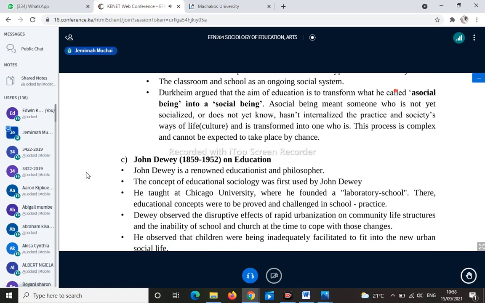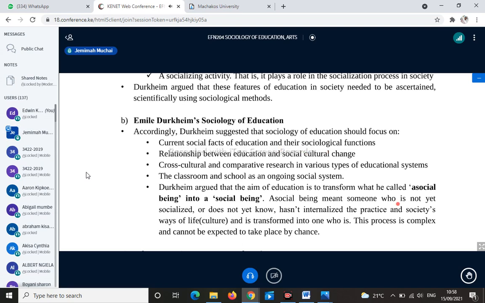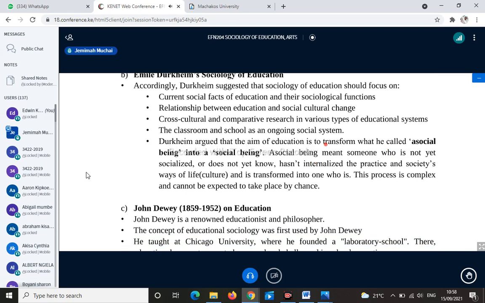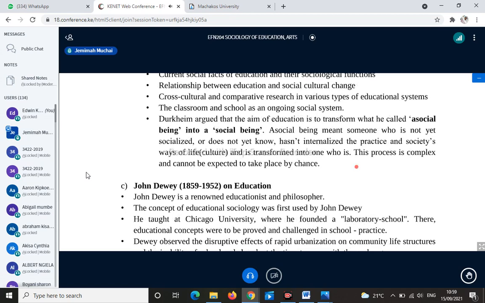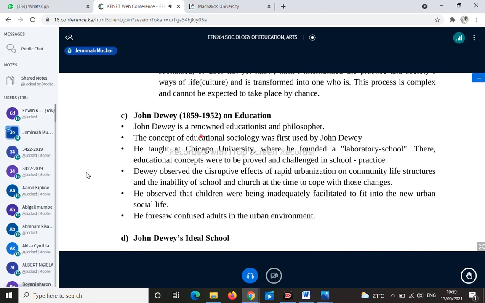So we are looking at the Sociology of Education. We have talked about the social facts of education and their sociological functions. Previously we had seen what social facts are, relationships, the cultural and cooperative research, and the like. Then we look at John Dewey, 1859 to 1952. What did John Dewey talk about education? John Dewey is a renowned educationist and philosopher. The concept of educational sociology was first used by John Dewey. He's the one who came up with this term, educational sociology.